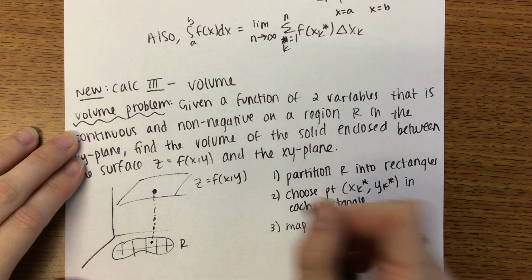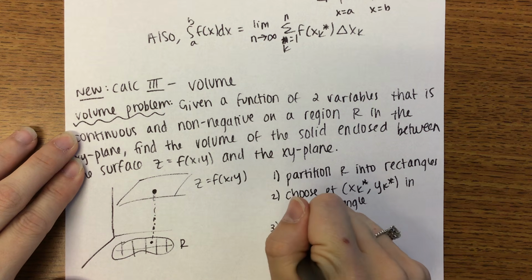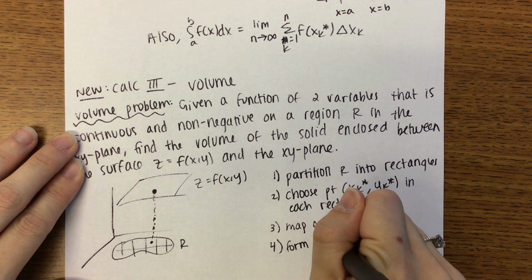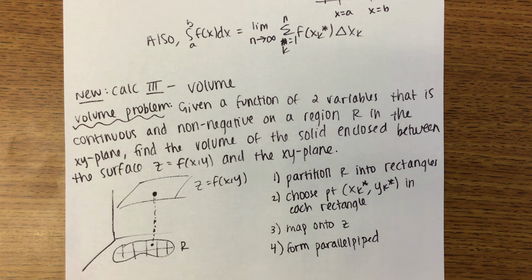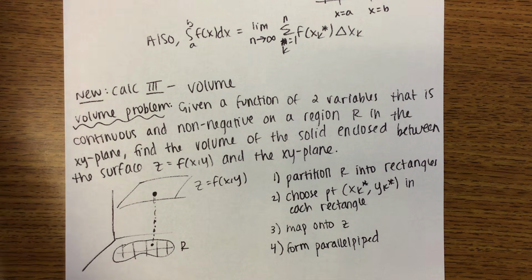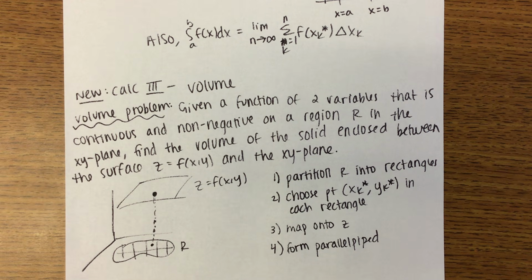And then I'm going to form a parallelepiped. You all know what that means? Okay, anyone review what is a parallelepiped? Yeah, it's like a rectangular prism. I was going to draw it for you, but I'm not feeling that, so we're just going to look at a figure. Sound good?